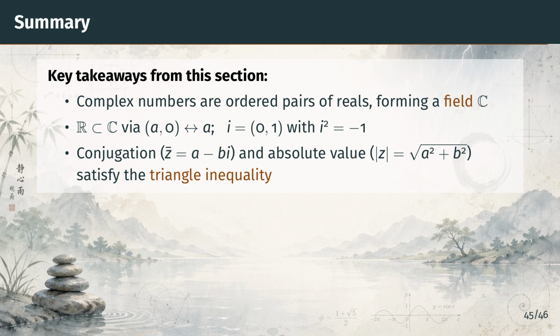Third, we introduced conjugation and the absolute value, and proved the triangle inequality. The absolute value of a sum is at most the sum of the absolute values. The absolute value measures distance from the origin in the complex plane. And the triangle inequality captures a fundamental geometric fact about distances. And there was one more major result.